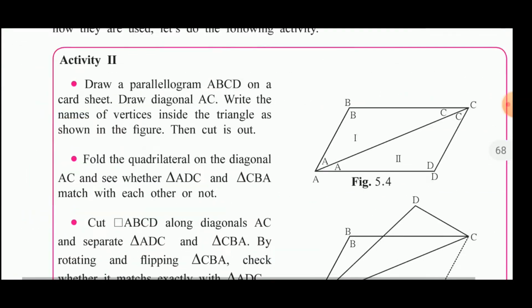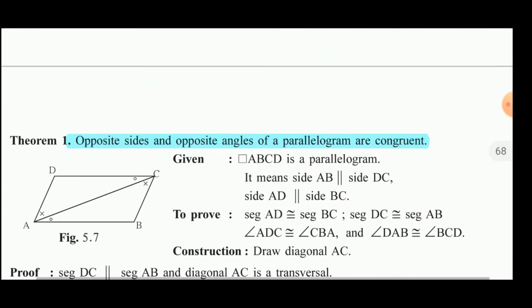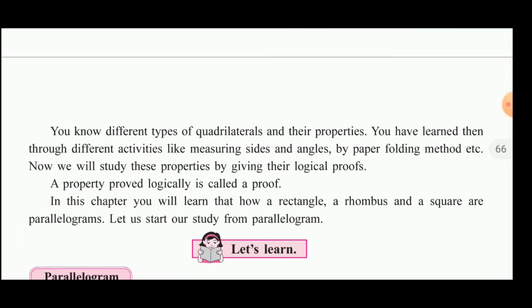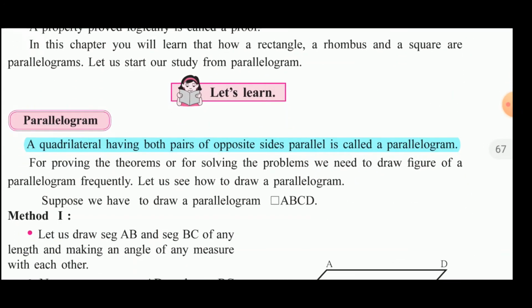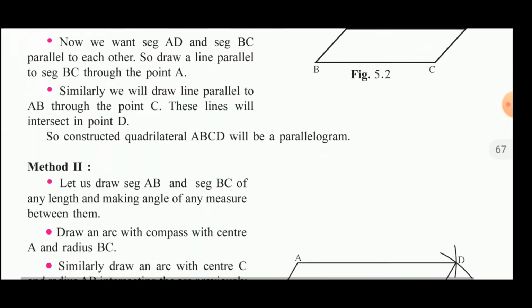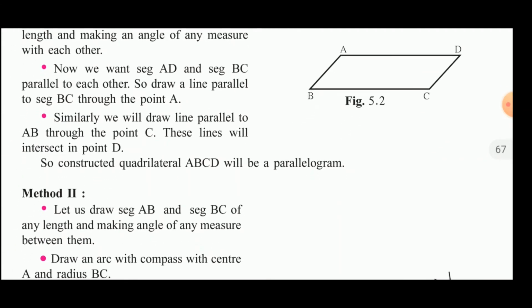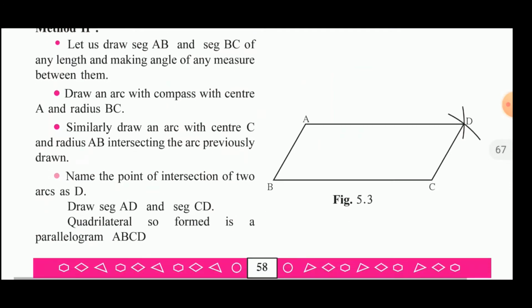Now after this, let us see this definition of the parallelogram. A quadrilateral having both the pairs of opposite sides parallel is called a parallelogram. Now this is a figure of the parallelogram ABCD. So here we have AB parallel to CD, AB congruent to CD, AD parallel to BC, AD congruent to BC. Then angle A congruent to angle C, angle B congruent to angle D. So the opposite sides are parallel as well as congruent and opposite angles are also congruent.